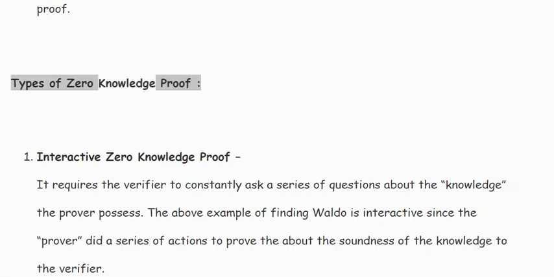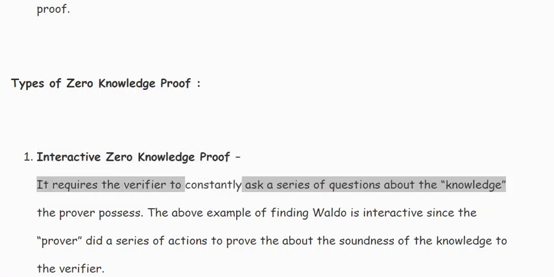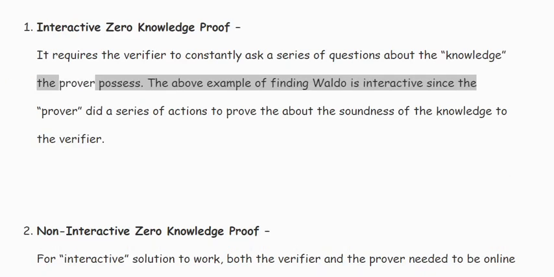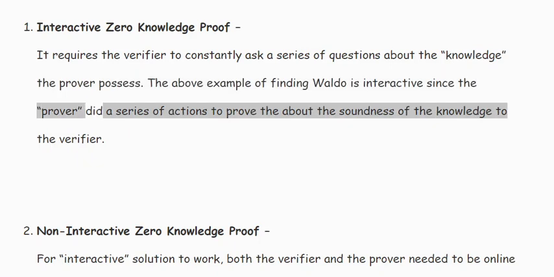Types of zero-knowledge proof. Interactive zero-knowledge proof. It requires the verifier to constantly ask a series of questions about the knowledge the prover possesses. The above example of finding Waldo is interactive since the prover did a series of actions to prove the soundness of the knowledge to the verifier.